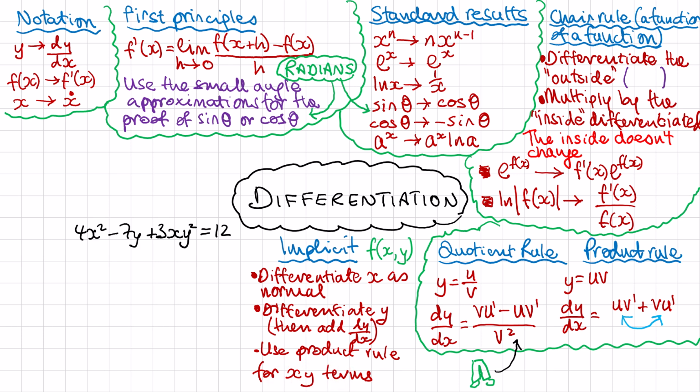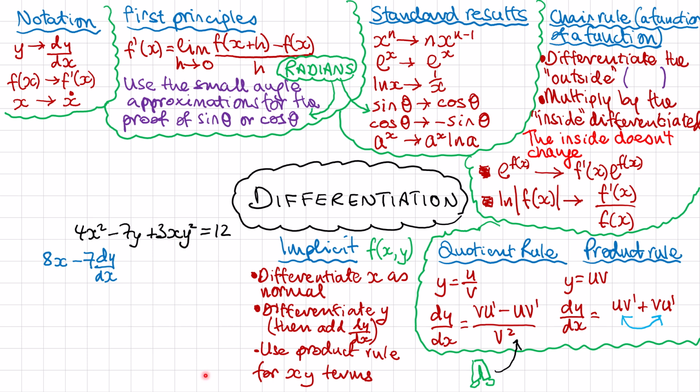So here's an example. The x term we just differentiate as normal, so that becomes 8x. Then the 7y we differentiate as if it were an x, so that's going to become minus 7, but we add the dy dx to indicate that's what we've done, differentiated a y term as if it was an x. Now for this part here we need to use the product rule.